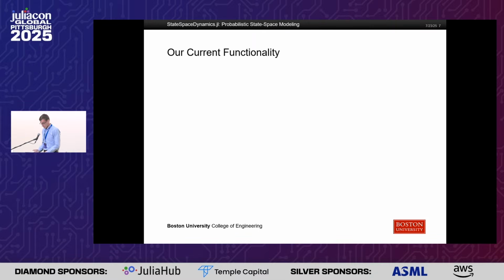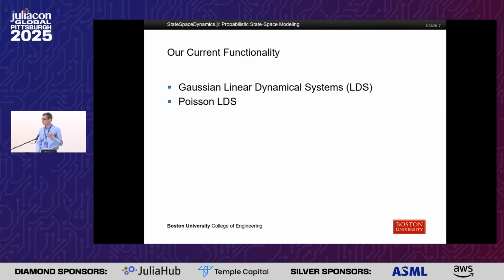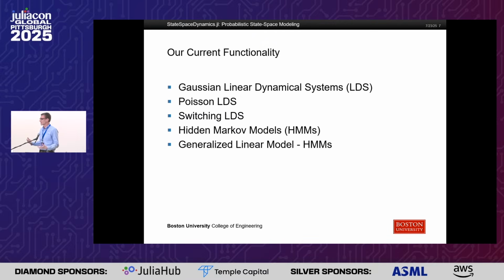So, put plainly, our current functionality is Gaussian dynamical systems, Poisson dynamical systems, switching dynamical systems, and also hidden Markov models, and even these generalized linear model HMMs, or switching regression models. So I'll just jump into a couple of examples.